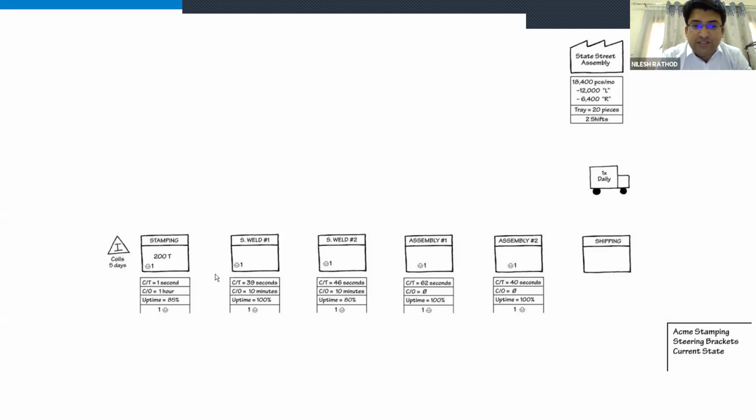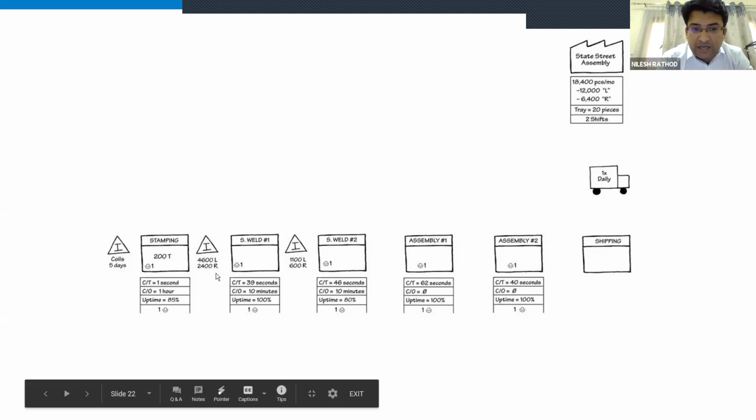So one of the best is inventory, and that inventory is shown with this icon, the triangle. Inside the triangle there is an "I", which symbolizes inventory, and below that you can mention the inventory that lies before the workstation. This way we can mention the inventory available at every workstation. So before spot weld 1, there are 4,600 left-hand side brackets and 2,400 right-side brackets.